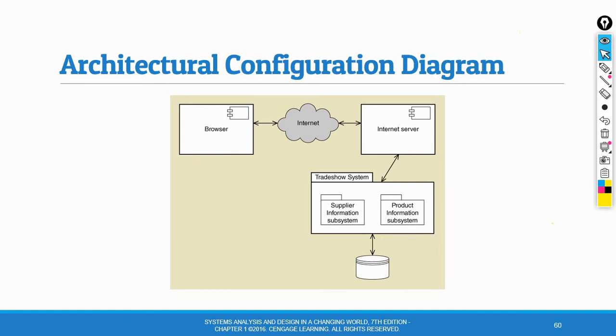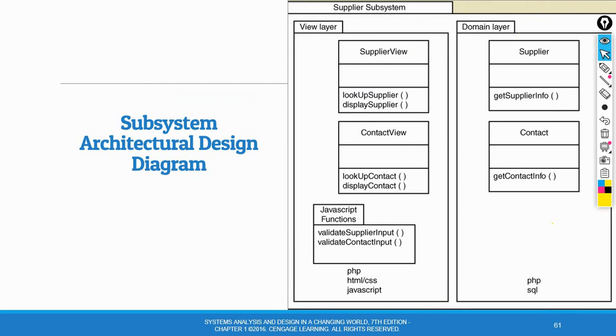A browser-based system is structured and constructed differently than an application system that runs on a smartphone or tablet. Once we have an overall structure and approach for implementing the new system, we begin to drill down to the software design for the subsystem. This figure illustrates the design of the supplier information subsystem.